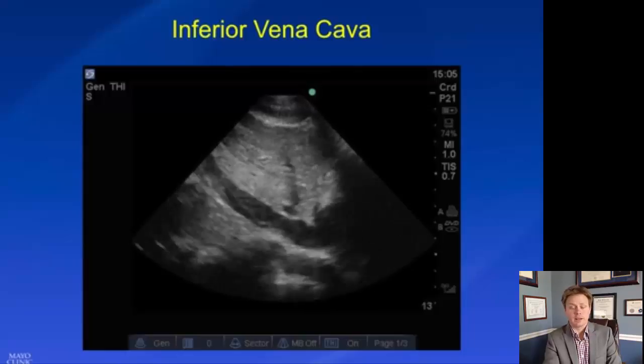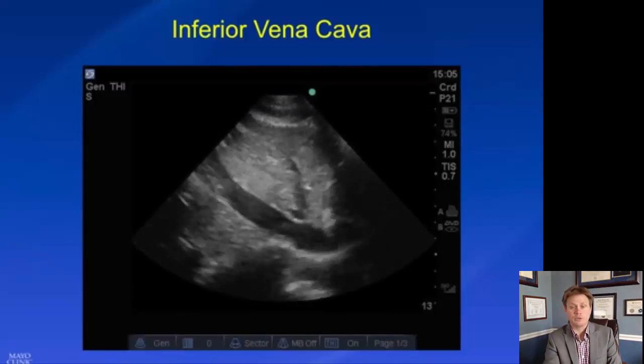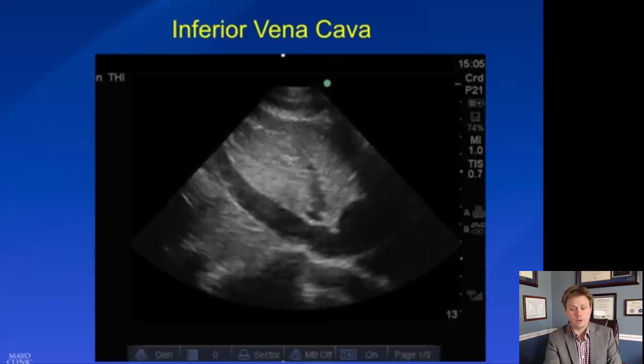And finally, the inferior vena cava view. Here we see it traversing the liver and the first hepatic vein just before it crosses the diaphragm into the right atrium of the heart.